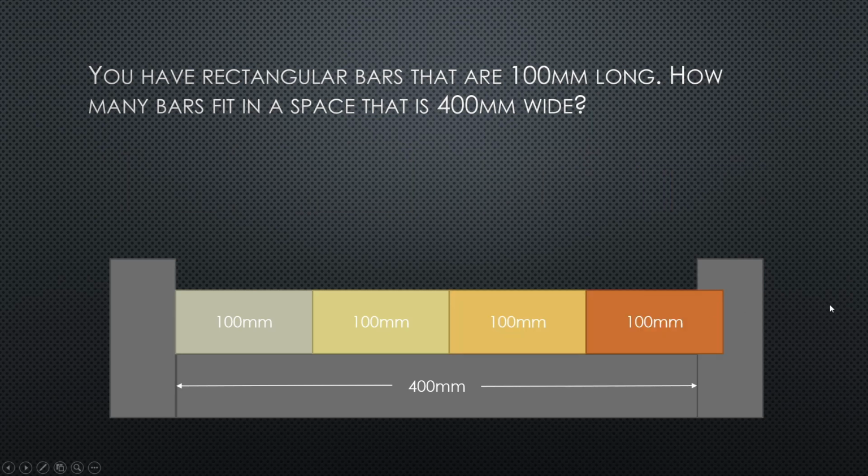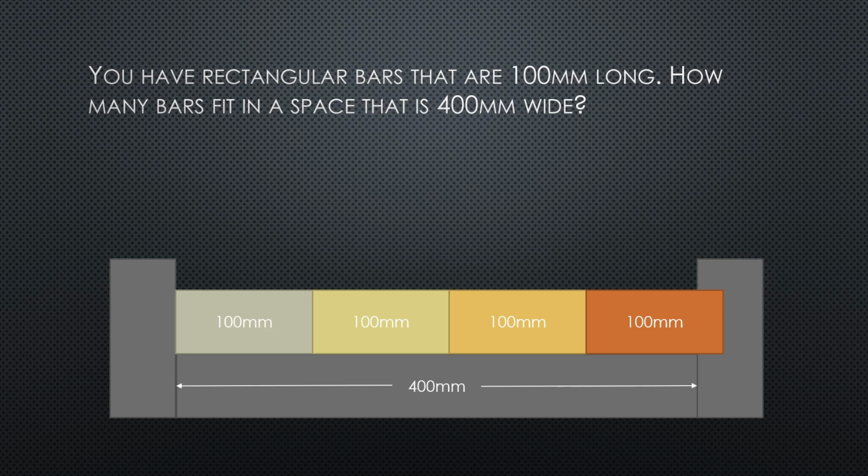Because in reality, no bar is exactly 100 millimeters long, and no space is exactly 400 millimeters wide. There's always a tolerance associated with basic dimensions that we use on a day-to-day basis. Pretty much anything varies, and so we need to account for that when we're not only designing the parts, but also when we're manufacturing the parts.